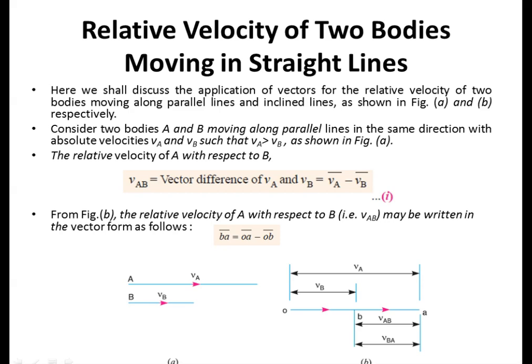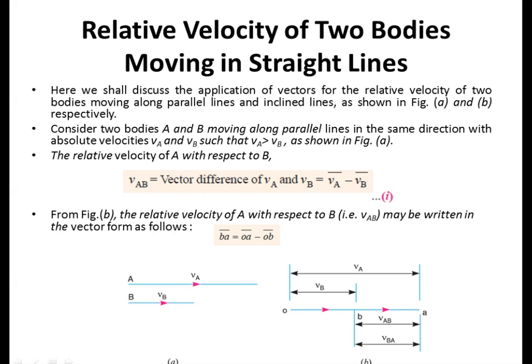Then you can see the next figure, figure B. From figure B, the relative velocity of A with respect to B, that is VAB, may be written in vector form as follows. In this case, they have merged the two lines into a single entity. Taking an initial point, we first take a starting point small o, you can see there. Then we first give the measurement of A component VA. So from O, the measurement of VA is shown here. So O to A we take as VA.